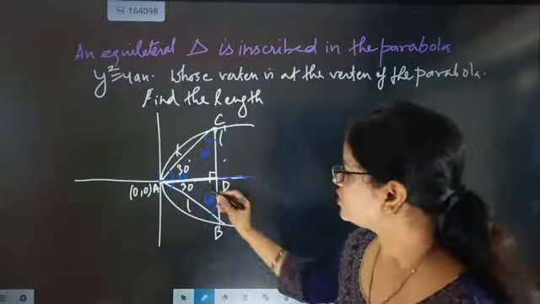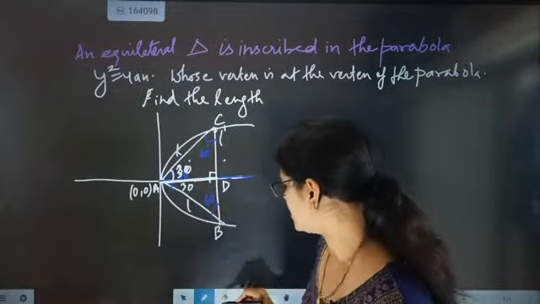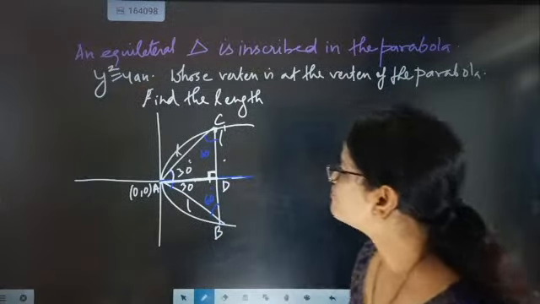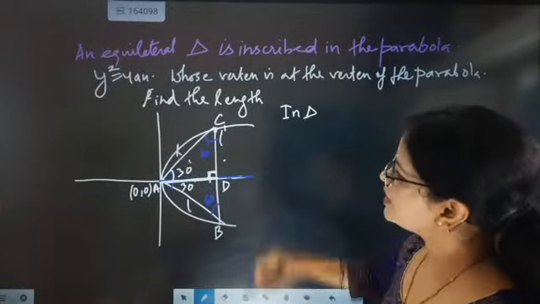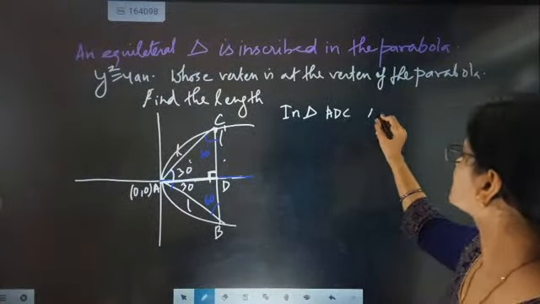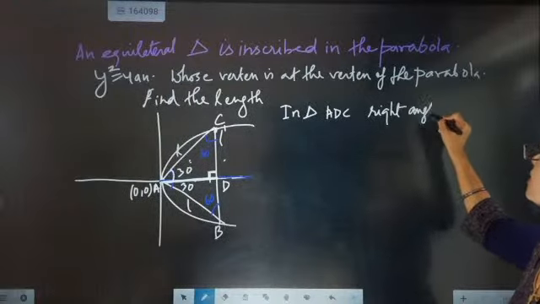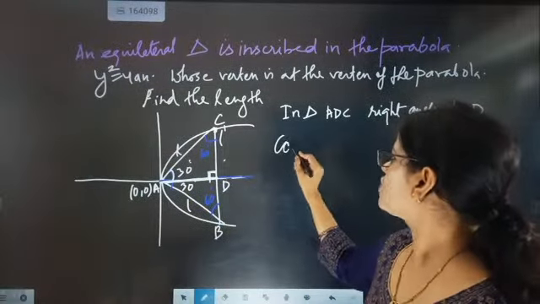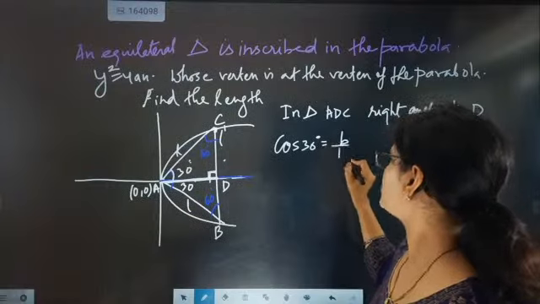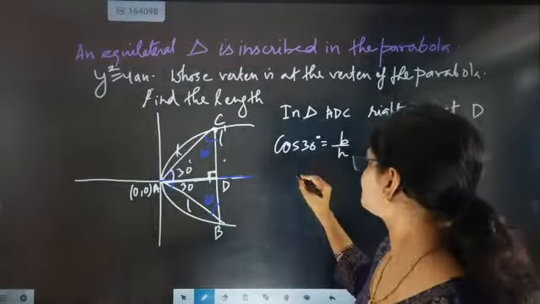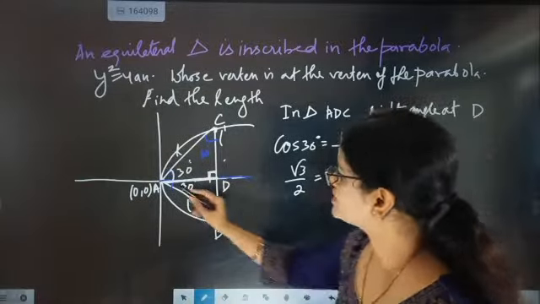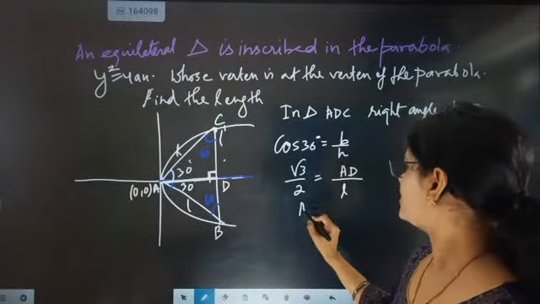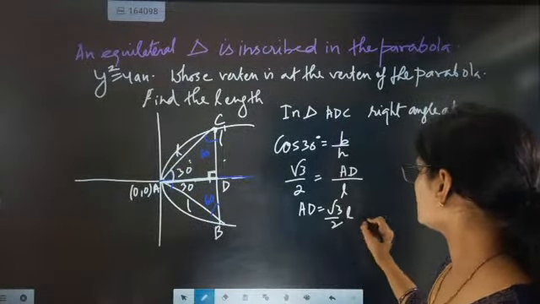Now first, we know this is 30 degrees, half of that is 30 degrees, and this is 90 degrees. So first in triangle ADC, right angled at D, I am going to use cos 30 degrees. We know that cos 30 degrees is equal to base by hypotenuse. So cos 30 is root 3 by 2. So root 3 by 2 equals base, which is AD, by hypotenuse, which is length L. So AD is coming as root 3 by 2 L, equation 1.